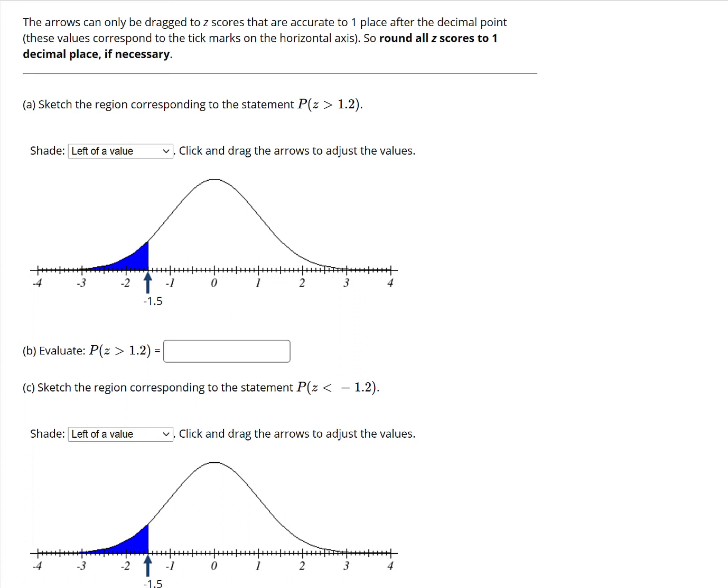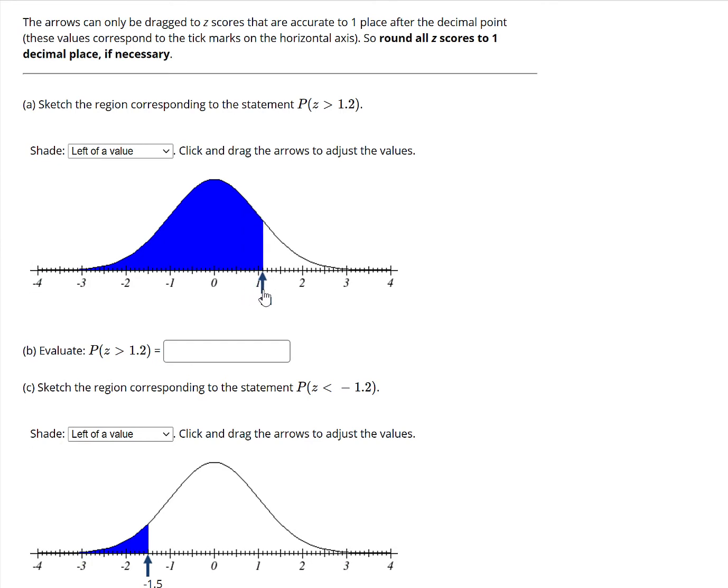Sketch the region corresponding to the statement, the probability that z is greater than 1.2. If you take a look at this tool, you have an arrow at the base that you can move around, which is accurate to a single decimal place. This is a z-score axis, so all of these values are standard deviations from the mean. And we're looking for the probability that z is greater than 1.2.